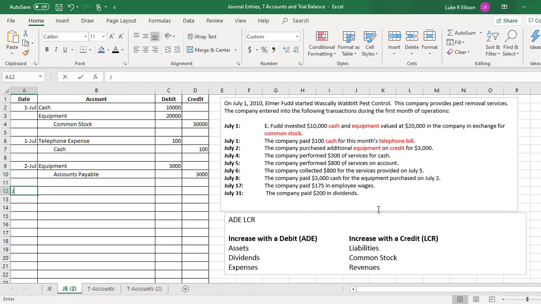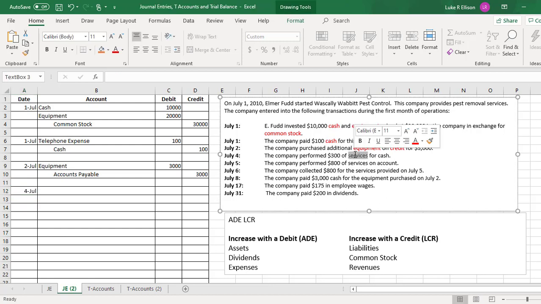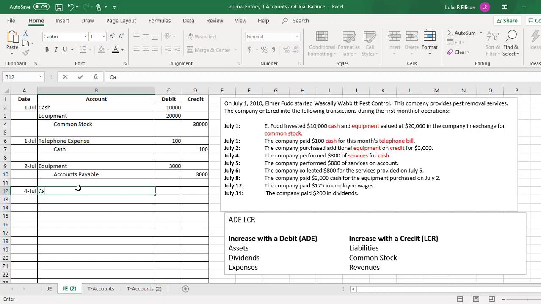All right, next one is July 4. The company performed $300 of services for cash. So that's going to be services and cash. Those are going to be the two important words here. So let's first look at the cash. We performed $300 of services for cash, so that means we have gained cash. Cash is increased, and cash is an asset, as we'll remember, so that's going to be a debit to cash. So we can put that in our journal entry for $300.